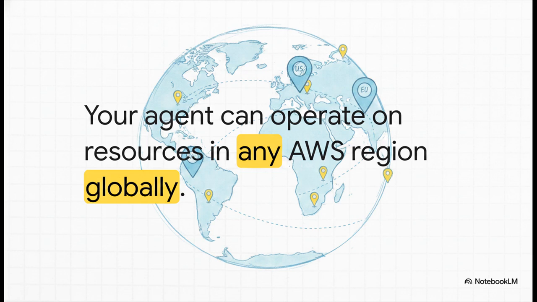One quick architectural note to clear up before we wrap. Right now, the managed MCP server itself physically lives in the US East 1 and EU Central 1 regions. But don't worry, that's just the endpoint your IDE communicates with. Your actual coding agent can still operate on and deploy resources to absolutely any AWS region globally.